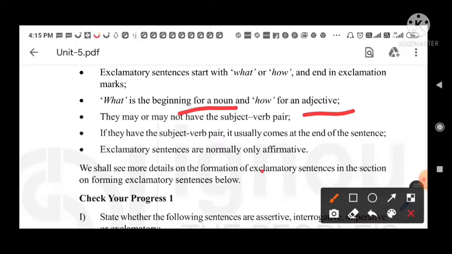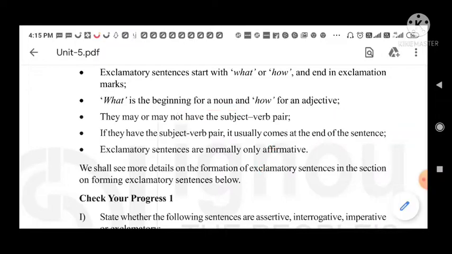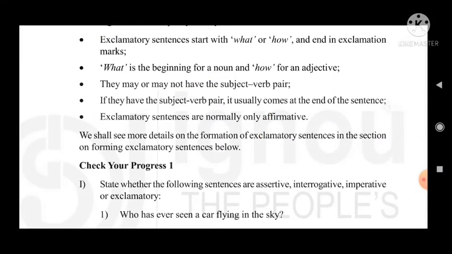Then if they have a subject verb pair, it usually comes at the end of the sentence. Okay, whatever subject verb pair there is usually comes at the end of the sentence. So exclamatory sentences are normally only affirmative. So they are affirmative sentences. We shall see more details on the formation of exclamatory sentences in the section on forming exclamatory sentences below.